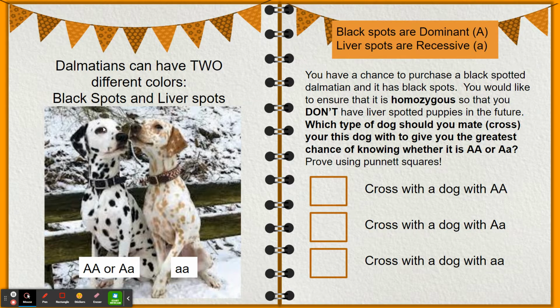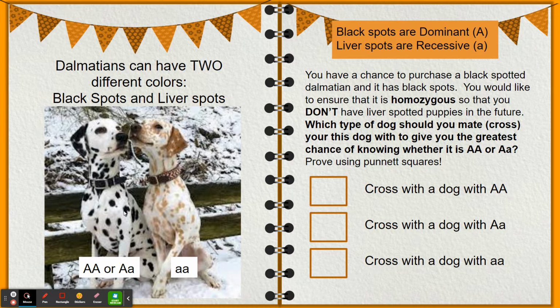So here's an issue. Let's say you have a black Dalmatian, so it has black spots, which is dominant, big A, or it could be big A, little a because it's dominant. And the liver spotted is the recessive color, little a. You want to buy a dog that is homozygous black spots, not heterozygous, because you don't want to pass on that little a allele in the future to your puppies. So we have to do something to help us figure out the genotype of a black dog.